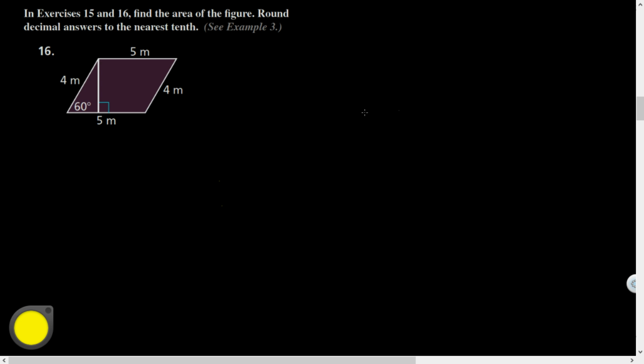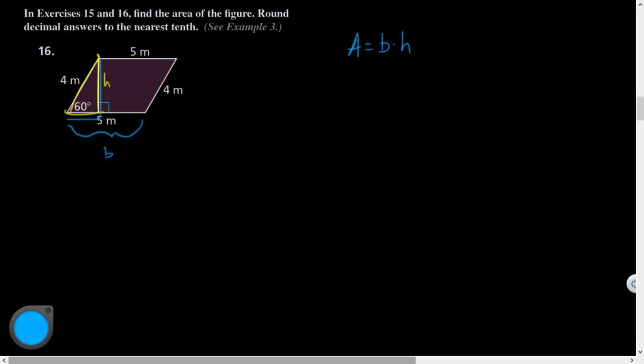Oh, here's an area problem. I like this. So here we go. This is a parallelogram. I'm going to need to find the height here. What are your thoughts, Josh? Yeah, I agree. Area is equal to base times height. The base, I think we could call 5 the base, right? And then what would you have called the height? Yeah, the 4 is not the height. The height would be this part.